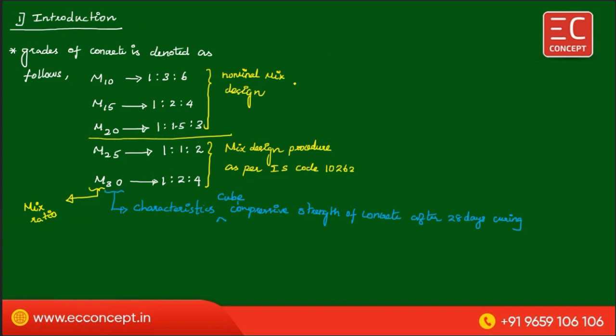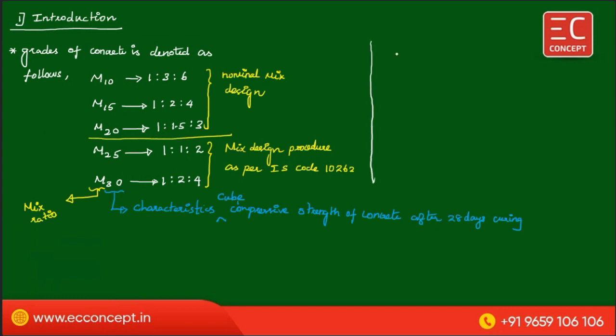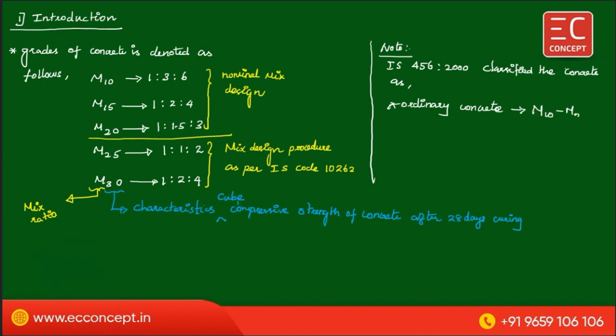Okay, so this is the thing, but note IS 456:2000 classified the concrete as, first one is ordinary concrete, that is M10 to M20, and the next one is standard concrete.